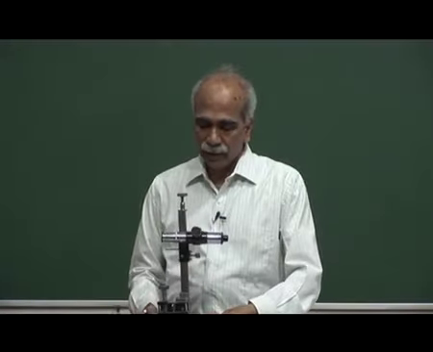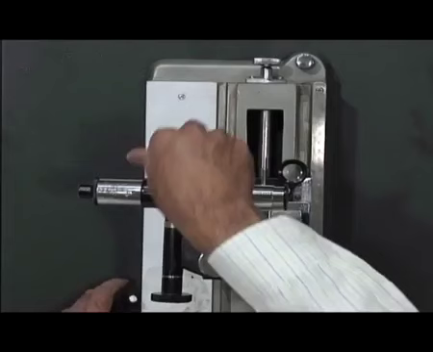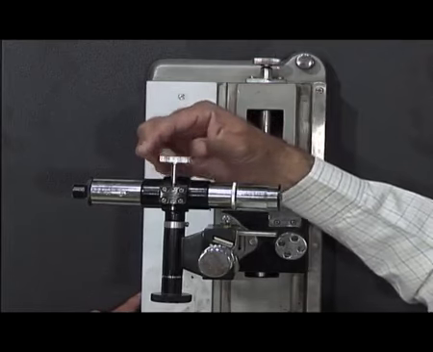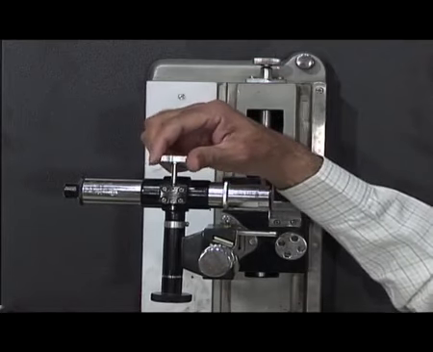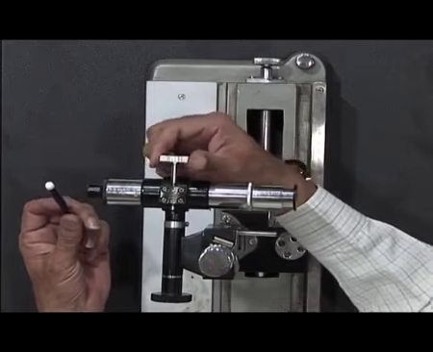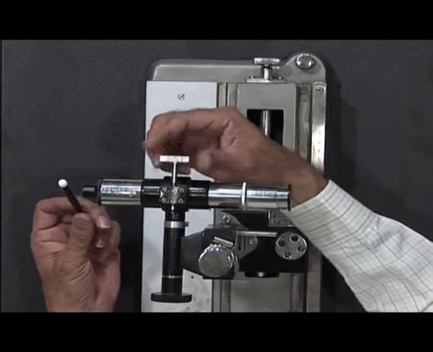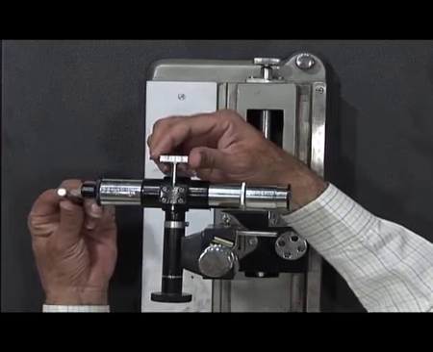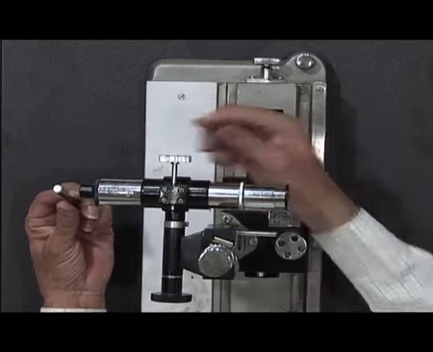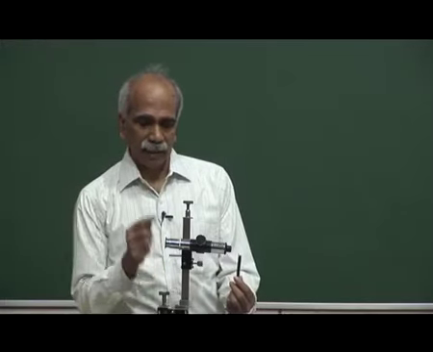Let me again keep it like this and show you the adjustment knob which I had shown. Let me show from the side here. If the object is kept here, then I can increase or decrease the separation between the object and the objective, so that you get a clear vision when you see from the eyepiece which is here.